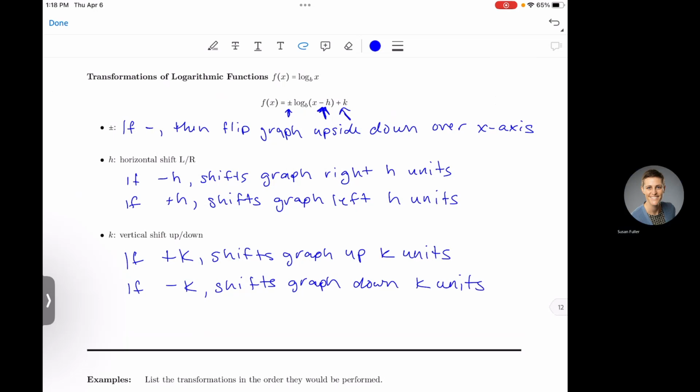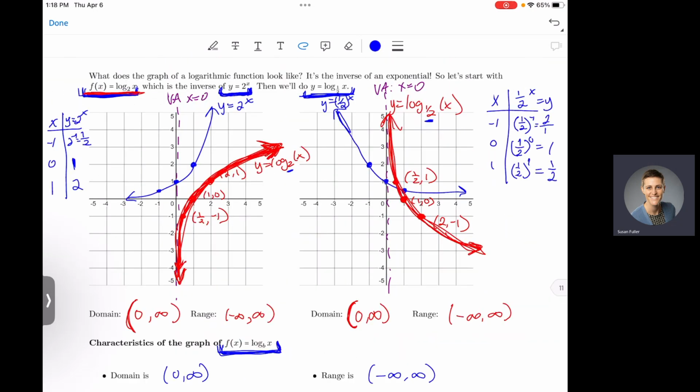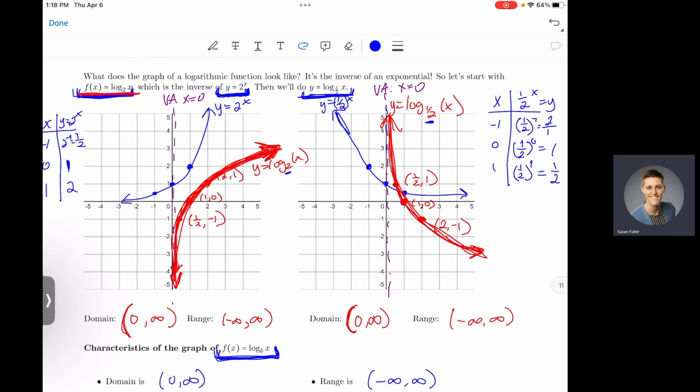So this one has a vertical asymptote, right? These log functions have vertical asymptotes here at x equals 0. Which transformations here will affect your vertical asymptote? Well, if you take this whole thing and flip it upside down, your vertical asymptote stays in the same place, so that won't change. If you shift this graph up and down, your vertical asymptote stays in the same place. What if you shift your graph left and right?